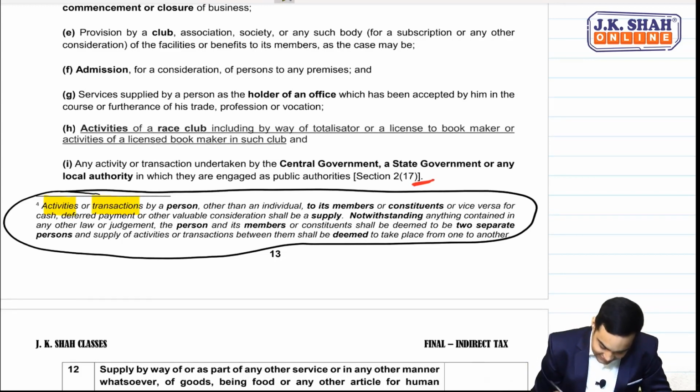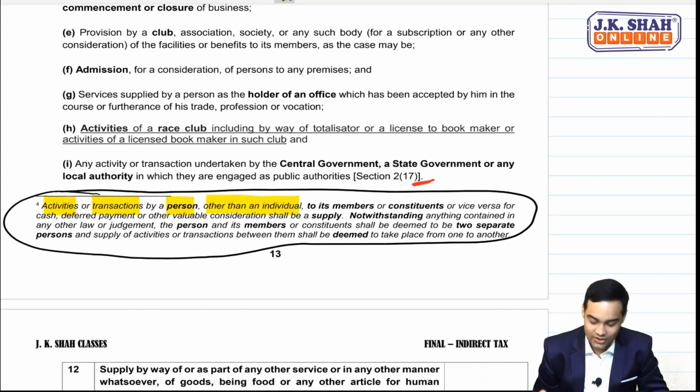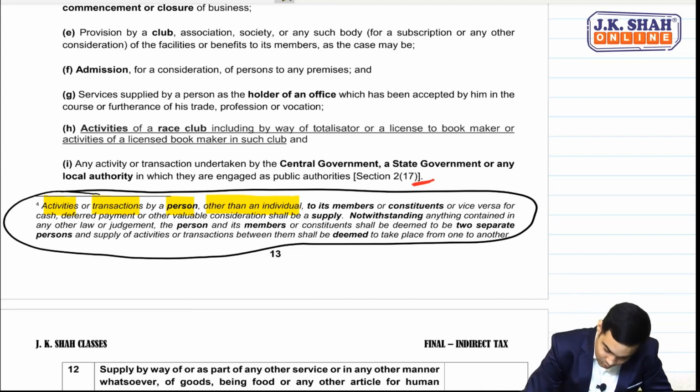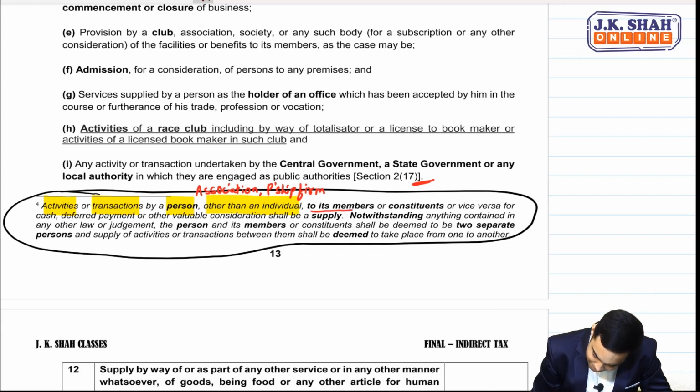Activities or transactions by a person other than individual. They are not saying association to members. By a person other than individual. That means here association can get covered. In fact, a partnership firm could also get covered. I am just writing an example. Association / partnership firm, to its members or constituents.